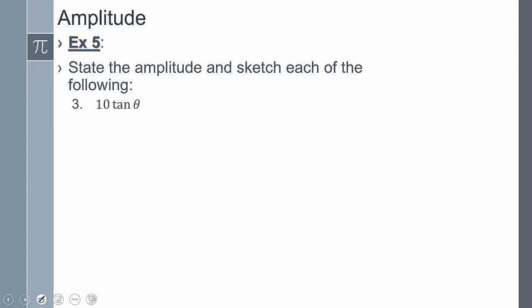So if I said 10 tangent of theta, here's one thing to understand. There's no amplitude for tangent. Okay, so there's none. There's no distance. If I have this image here, there's no distance from the center line to the highest value because it goes up and down forever. So therefore, there's no amplitude.